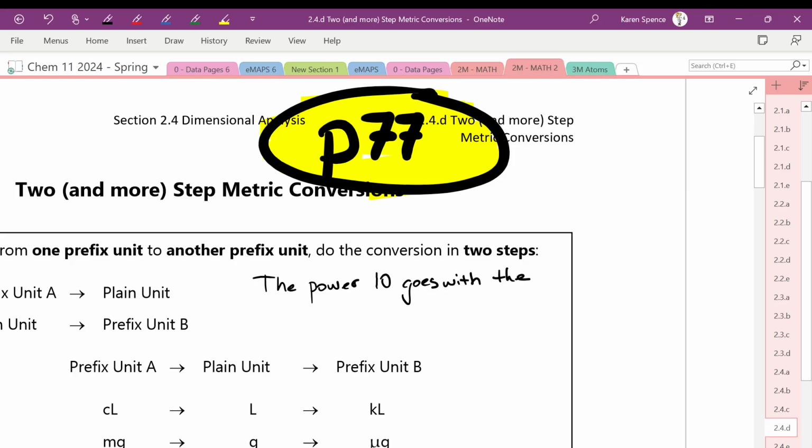I forgot I have another song for this. The power of 10 goes with the plain unit. And the 1 goes with the prefix.